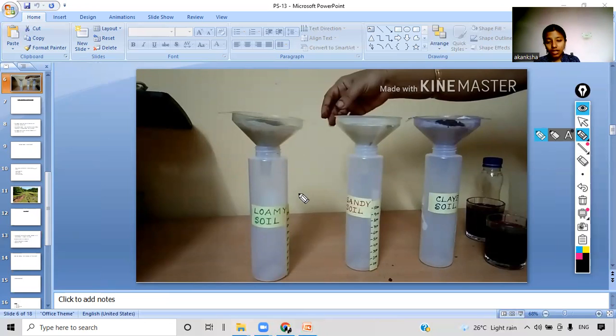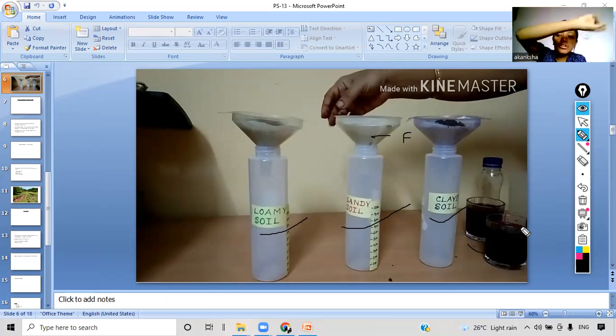So yes, there are 3 containers and they are connected to a funnel, right? This is the funnel. And all these funnels have a filter paper in them and have different soils in them. The first container is having the loamy soil, the second is having the sandy soil, and the third is having the clay soil. Okay, so as you all know that these funnels have these different types of soil, what we are doing is, we are taking some water in the beaker, as you can see here. We are putting some water in all the 3 funnels, right?